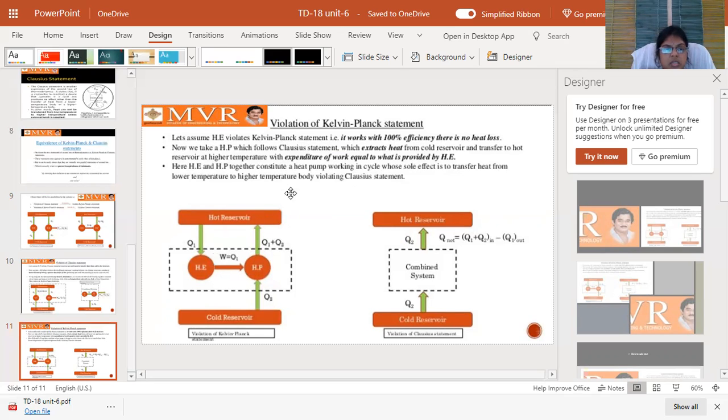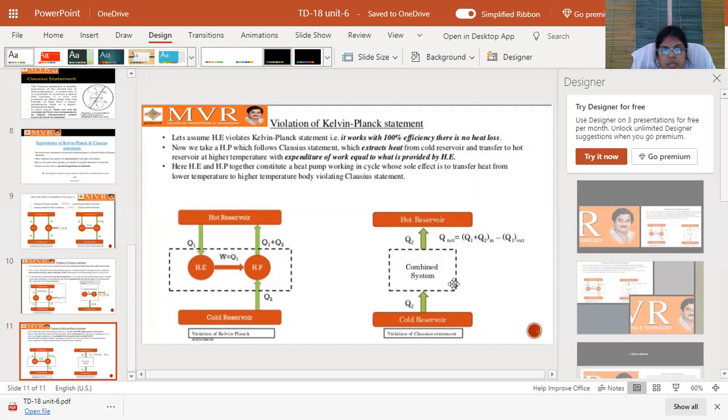So this is the violation of the Kelvin-Planck statement. In this case, the heat engine takes heat from the reservoir and works, and this work done is given to the heat pump. So we call this the violation of the Kelvin-Planck statement. And this is the violation of the Clausius statement. What is the Clausius statement? Without supply of work done, that we call the Clausius statement.